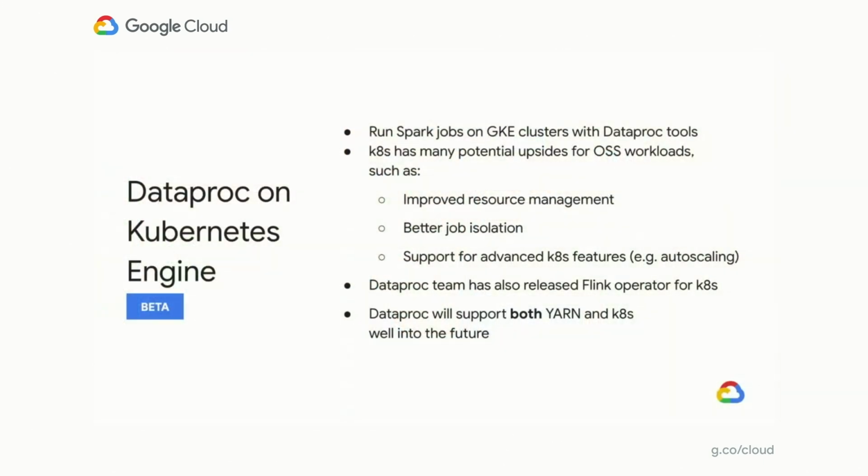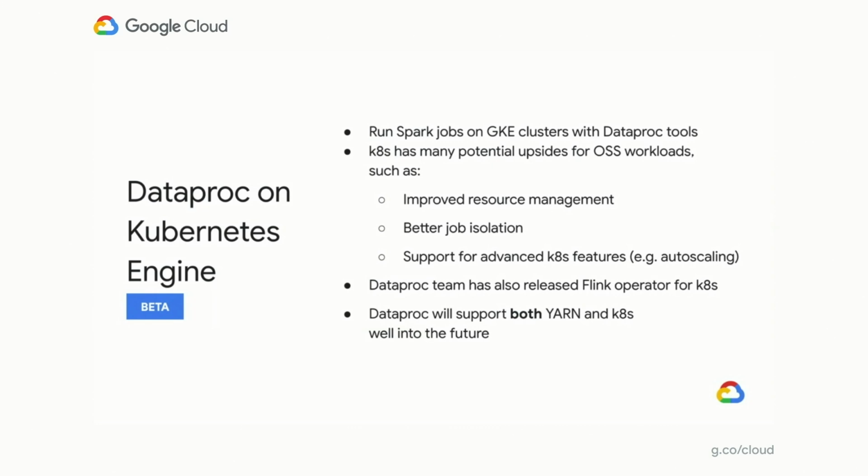As I mentioned, we have a flavor of Dataproc which runs on Kubernetes. We recently announced Dataproc on Kubernetes Engine clusters in beta. What this means is that you can run Spark jobs with Dataproc on GKE clusters. We are really excited about the future of running open source on Kubernetes clusters. I'll give you 3 examples of why.